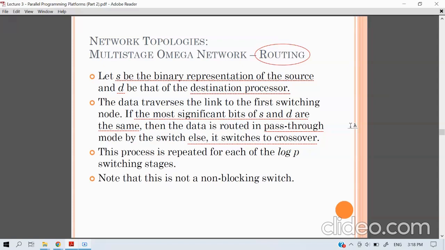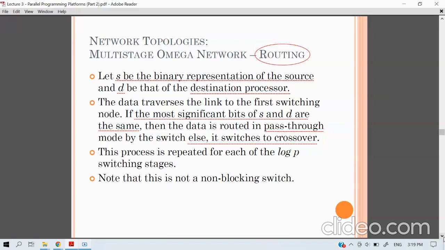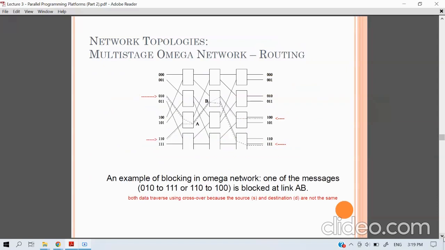Okay, so this process is repeated for each of the log P switching stages. Each of the stages needs to implement this kind of routine. Please note that this is a blocking switch, not a non-blocking switch. There is no blocking or holding of the operation during the parallel processing being executed. So this is how the data is passed through from the source to the destination.